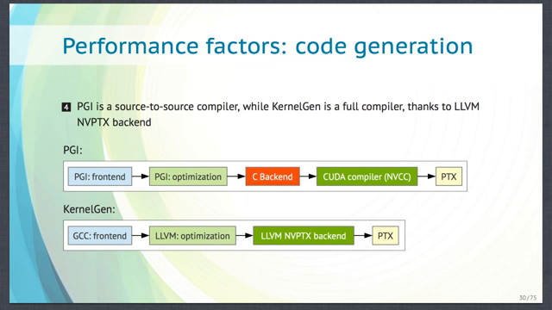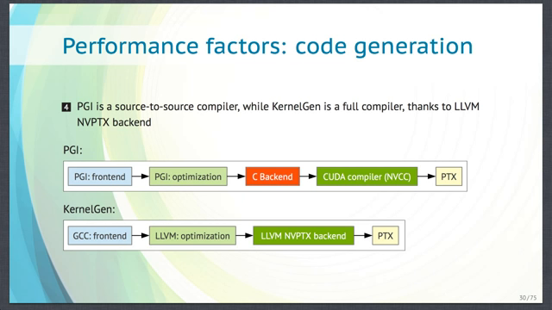Code generation. PGI is actually a source-to-source compiler because they are doing their own front end. Then they are doing their own optimizations, but they are not generating PTX code directly. They rather generate C code, very ugly C code, which is resembling assembly or intermediate representation. And this C code is then chained to the standard CUDA compiler NVCC, and only NVCC generates the PTX code.